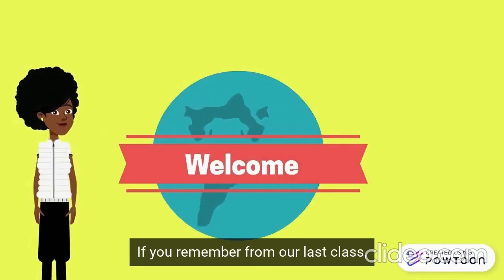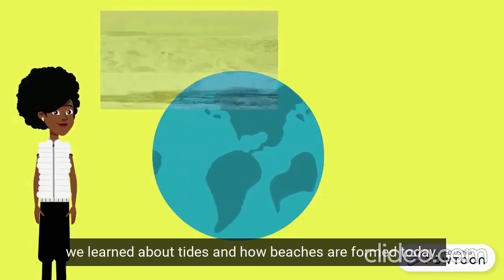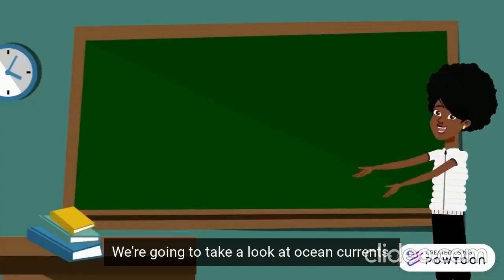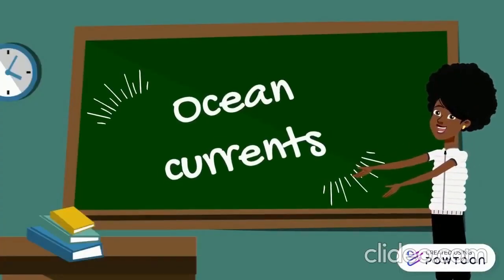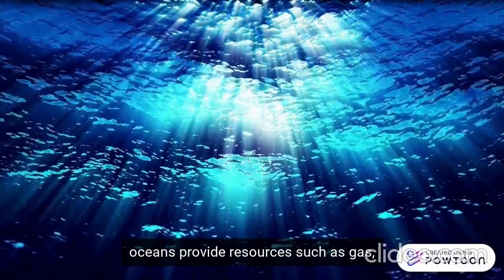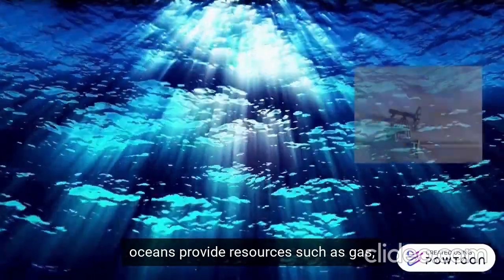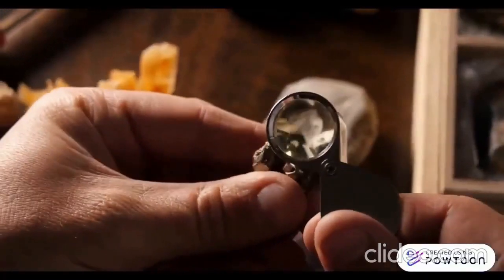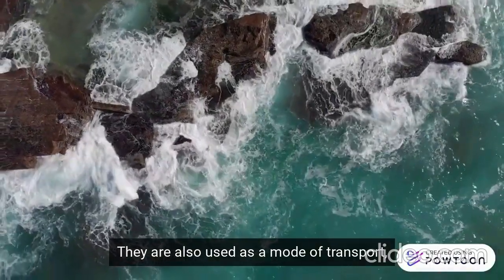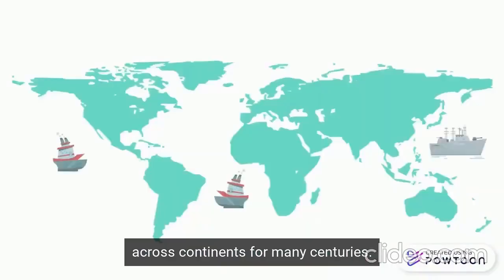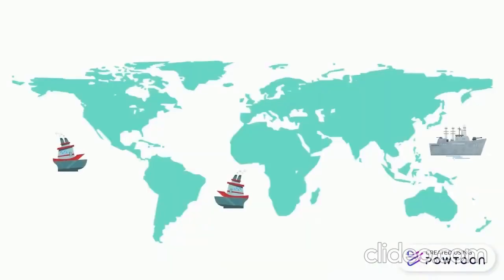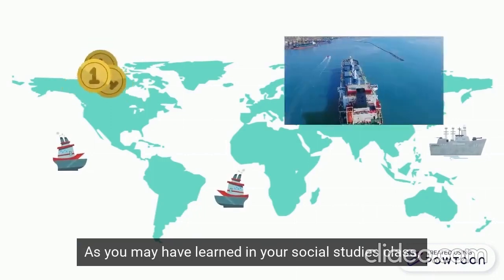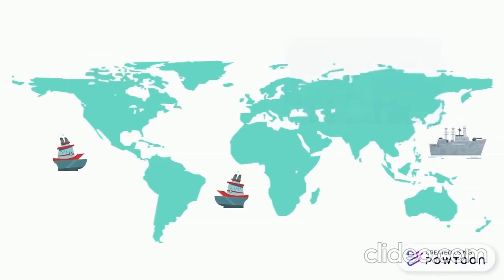If you remember from our last class, we learned about tides and how beaches are formed. Today, we're going to take a look at ocean currents. So, as we know, oceans provide resources such as gas, coal, food, and minerals. They are also used as a mode of transport across continents for many centuries. They were used as a mode of trade between countries, as you may have learned in your social studies class.